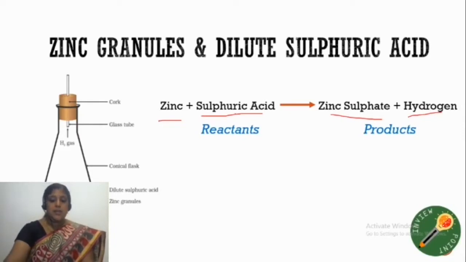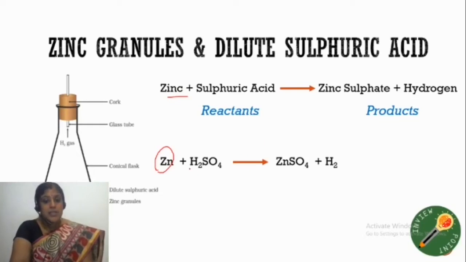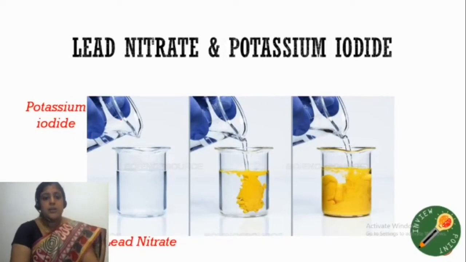Okay. So now write the formula for the equation. What is the formula? Zinc is represented as Zn. Zn is the symbol. Okay. The chemical formula for sulfuric acid is H2SO4. Okay. Zinc sulfate, the chemical formula is ZnSO4. Then hydrogen is left. Hydrogen is represented as H2. Okay, is that clear, students? So this is the chemical equation for the given chemical reaction.